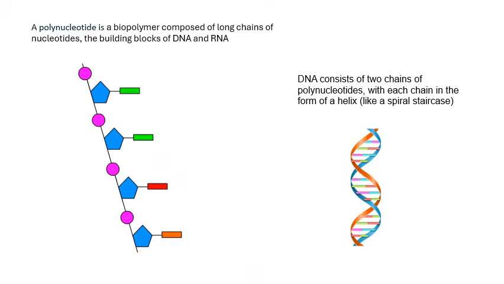Now, this is a polynucleotide, and it's a biopolymer composed of long chains of nucleotides, which are the building blocks of DNA and RNA. So just one on its own there would be RNA, and then two of them where the bases are linked together in pairs. So DNA consists of two chains of polynucleotides, with each chain forming a helix, like a spiral staircase. So we have this double helix.